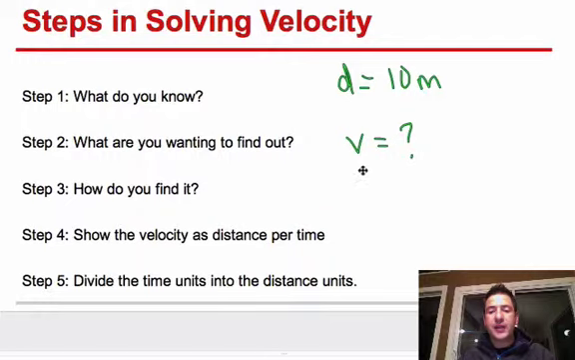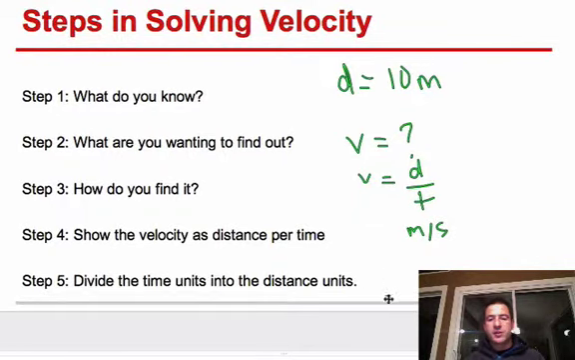How did you find it? Well, I'm going to show how I find it. Well, v equals d over t. I'm going to show my formula. Then I'm going to plug in all the values I have. Okay. And then I'm going to calculate it as distance per time, so it might be in meters per second, and I'm just jotting down some quick notes, and then I divide the time units into distance units, and I'm going to get my calculation.